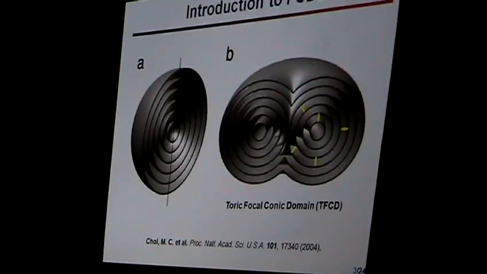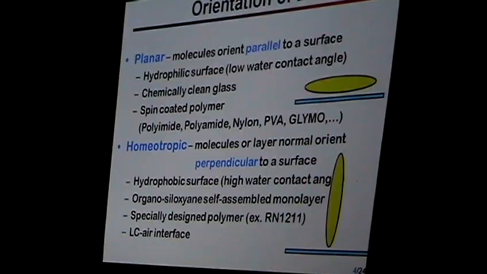Basically, these are the smectic layers, and that means the molecules are perpendicularly aligned to these layers. This small one is like this. And this is the basic idea of the orientation of liquid crystal. Planar alignment of liquid crystal can be achieved on a hydrophilic surface like chemically clean glass or a chemically clean wafer, while homeotropically aligned liquid crystal can be obtained on a hydrophobic surface such as air.